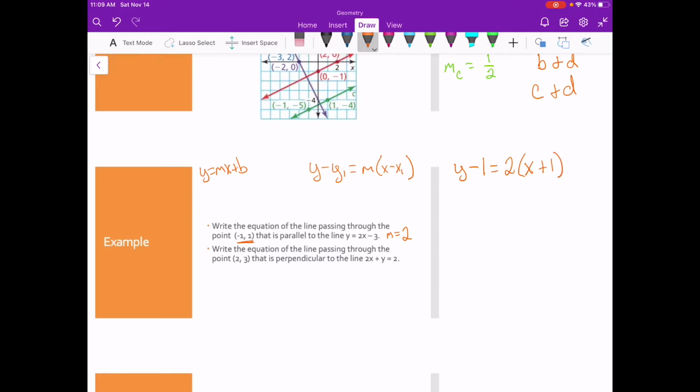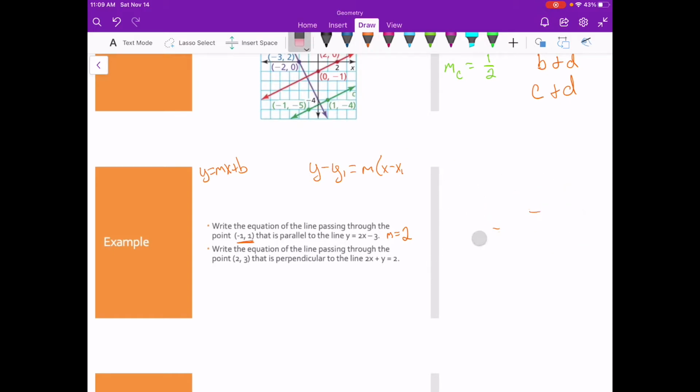And then I'm just going to solve for y. So y minus 1 equals 2x plus 2. Add 1 to both sides. I get y equals 2x plus 3. So that is the equation of the line parallel to y equals 2x minus 3 through the point -1, 1.